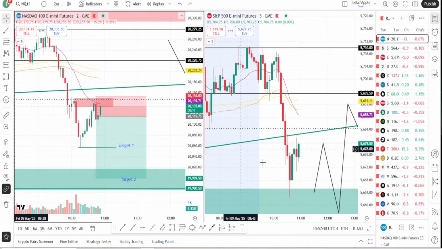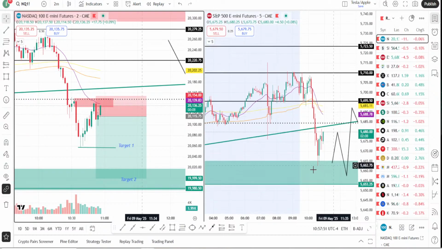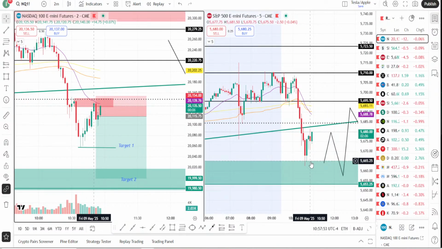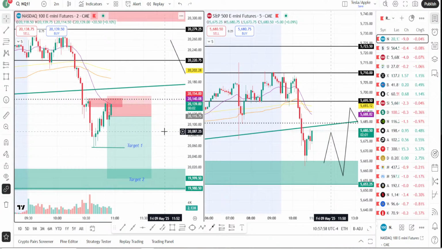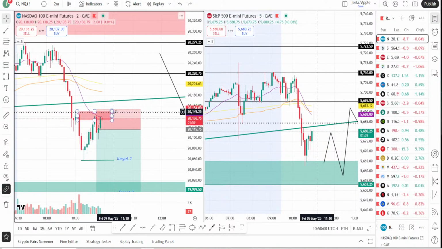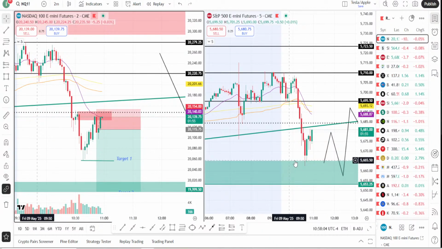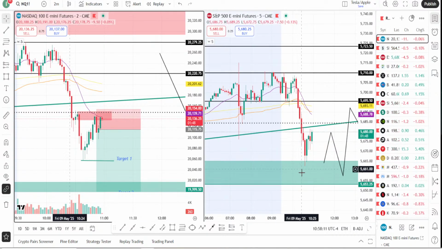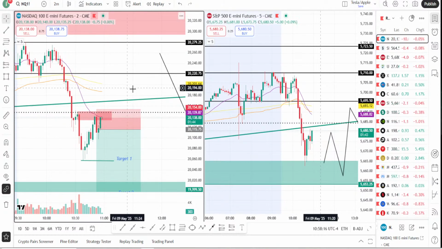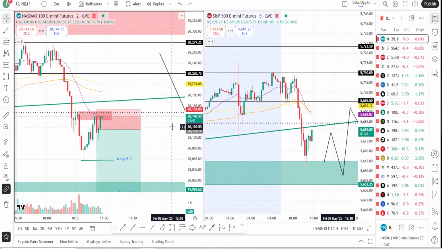We kind of tapped into that demand zone here on the ES. And although we didn't make it here on the NQ, what happens sometimes is the ES will drag the NQ, right? Because they tapped into the demand zone, so this is where there's strong buying going on. So even though the NQ hasn't tapped into it, the ES did, and if the ES reverses, the NQ will follow.